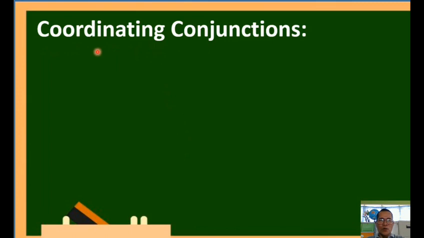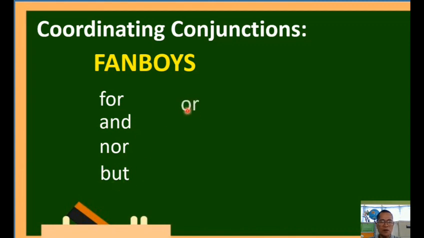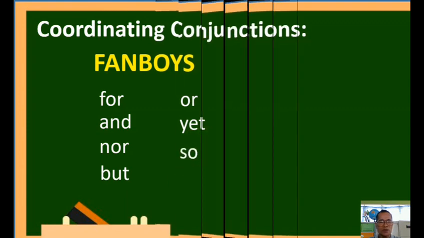Now, we are going to use coordinating conjunctions in connecting two independent clauses. But the conjunctions here we are going to use has an acronym FANBOYS. This acronym FANBOYS stands for F stands for for, A stands for and, N stands for nor, B stands for but, O stands for or, Y stands for yet, and S stands for so.